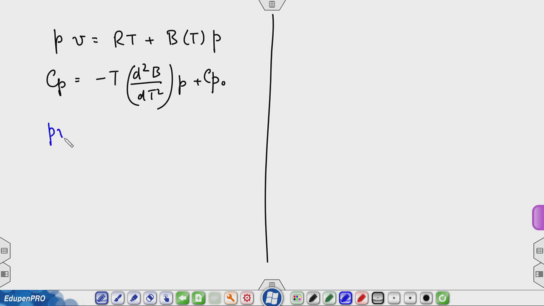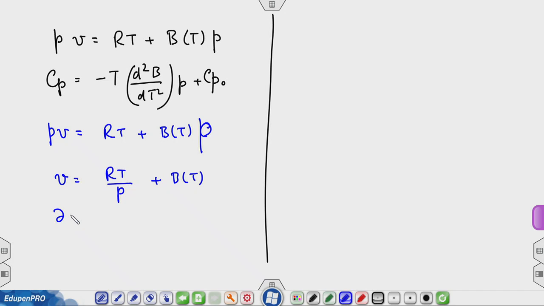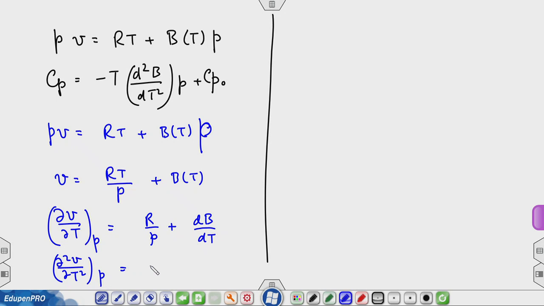From the equation PV equals RT plus B(T)P, and we are talking about per mole, so small v, I get V equals RT over P plus B(T). So partial V with respect to T at constant pressure is equal to R over P plus dB/dT, and the second derivative d2V over dT² at constant pressure is equal to 0 from the first term, plus d2B over dT².